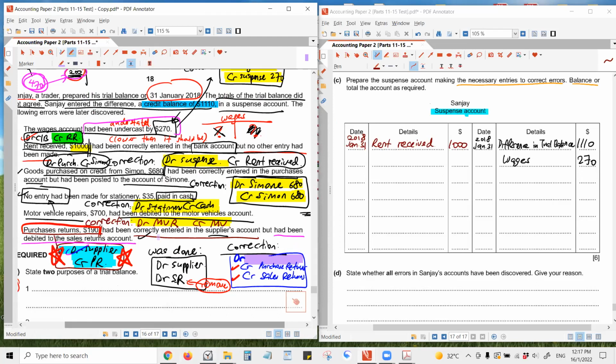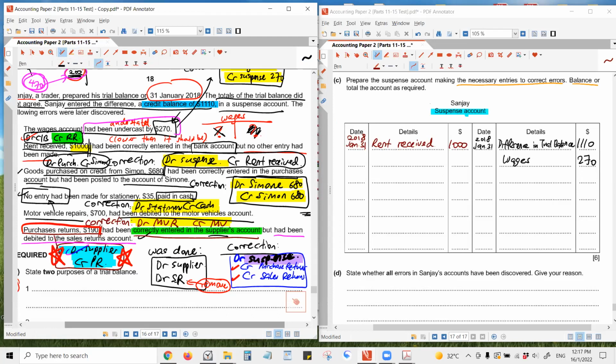Okay, Kelly, not supplier, yeah. Why? Look at the question again. They say correctly entered in the supplier's account. That means no mistake in the supplier account. You get it? When you see that there's nothing else to be done, I always say you touch the suspense account. Therefore, you should debit the suspense account.